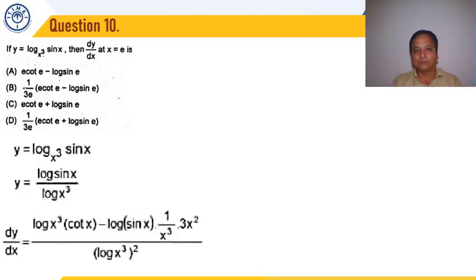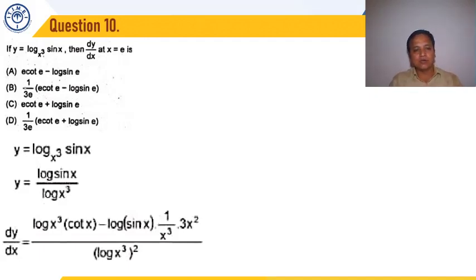Denominator is log x cube, and differentiation of log sin x is 1 upon sin x into differentiation of sin x, which is cos x. So cos x upon sin x becomes cot x. So log sin x differentiation is cot x, minus numerator, which is log sin x, into differentiation of denominator. Now log x cube differentiation is 1 upon x cube multiplied by differentiation of x cube, which is 3x square, upon denominator, which is log x cube whole square.